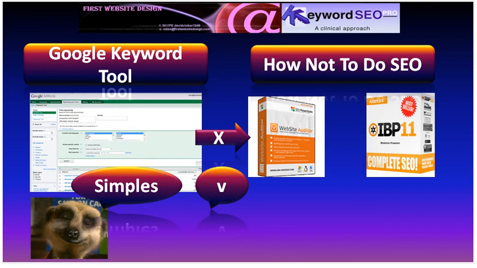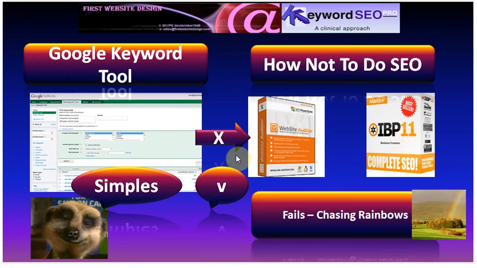Website owners tend to have two extreme views about search engine optimization. Some are inappropriately led to believe that it is simple. Just find a list of keywords, perhaps using Google Keyword Tool, and then optimize your web pages for these keywords, preferably using a quality advisor such as Website Auditor or IBP. More often than not, this will fail. It's the way not to do SEO, and you will be chasing rainbows.